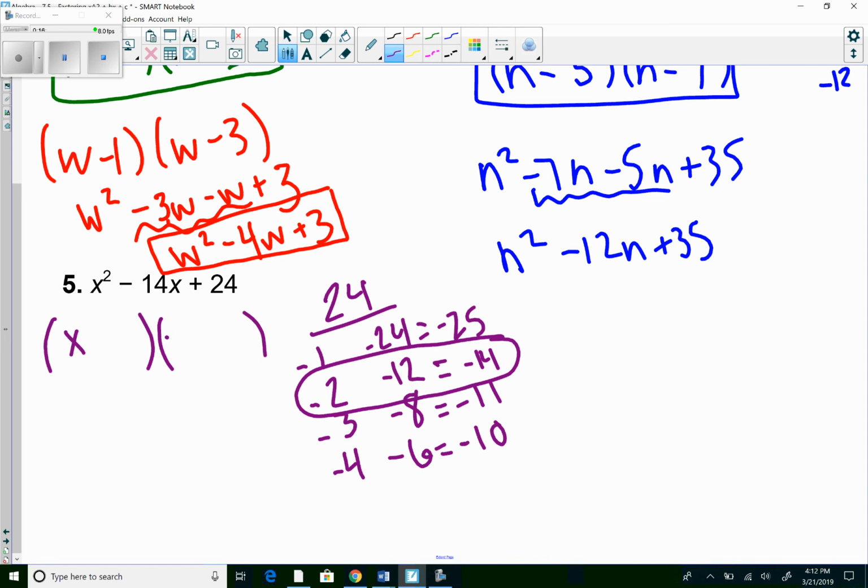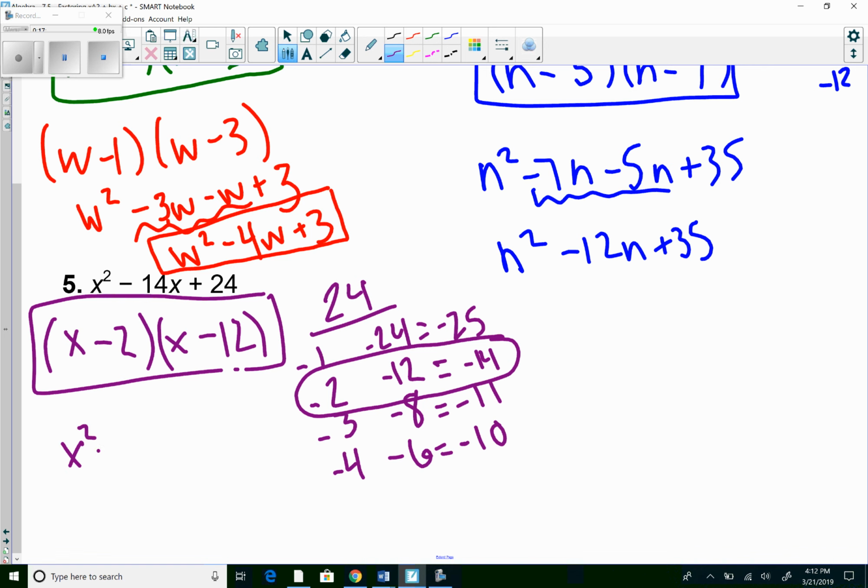Okay, so I've got x and x. I have minus 2, minus 12, and those are my factors. Okay, if I quickly FOIL those together, I've got x squared minus 12x minus 2x plus 24. That's going to give me negative 14x. All right, good. Plus 24.